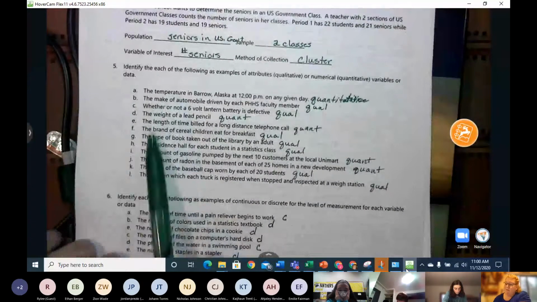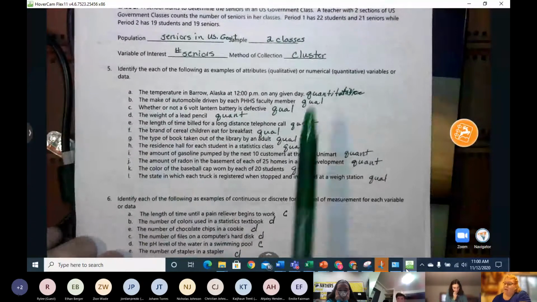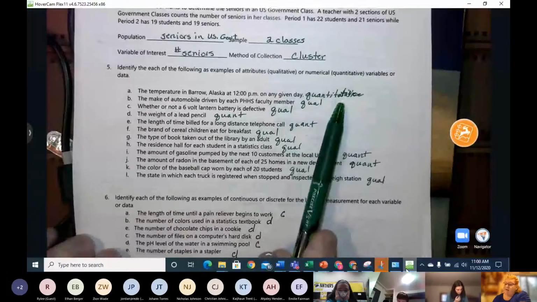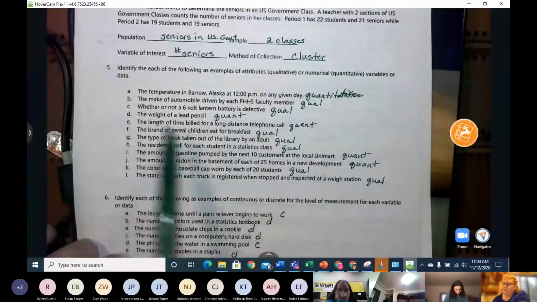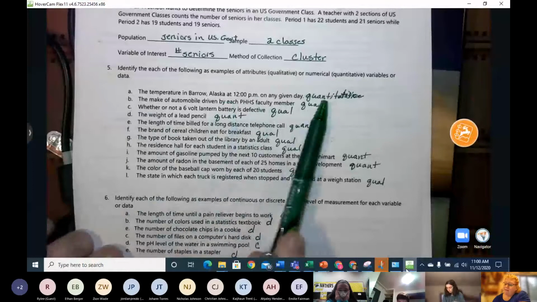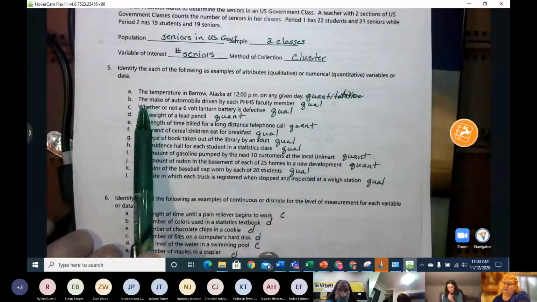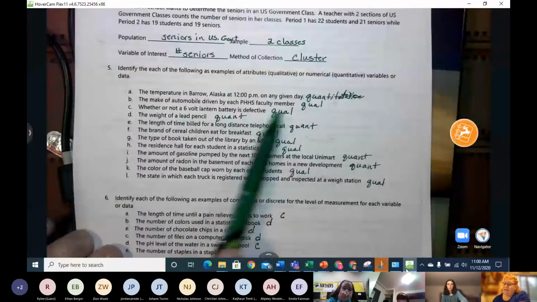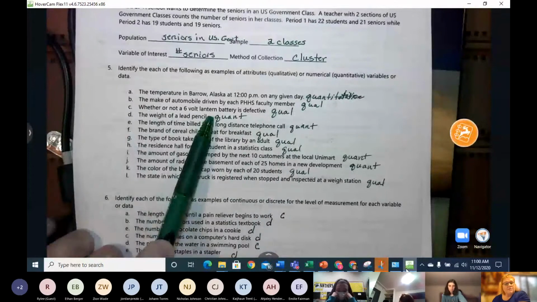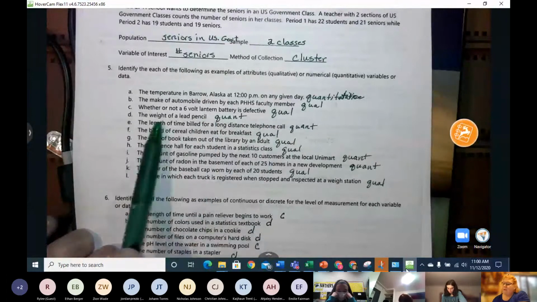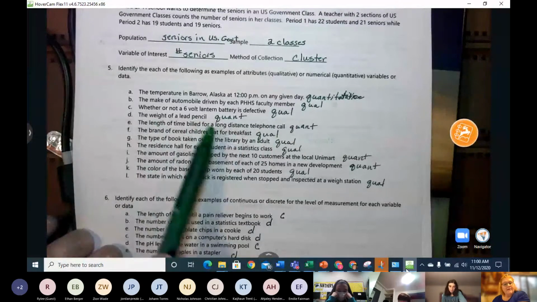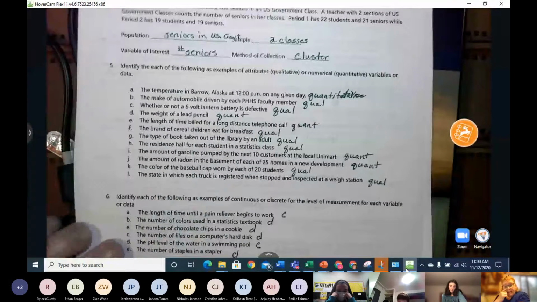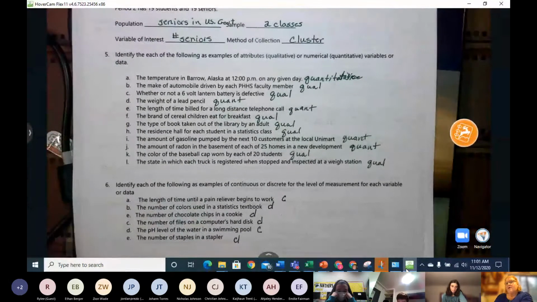The fifth set of problems look at identifying qualitative versus quantitative for our variables. So as we read the temperature in Alaska, that being quantitative, the make of an automobile qualitative, whether or not a 6-volt battery is defective, that makes it be qualitative. The weight of a lead pencil is quantitative, and so on. So that gives you an idea of how to identify what type of variable is being used in your data collection.